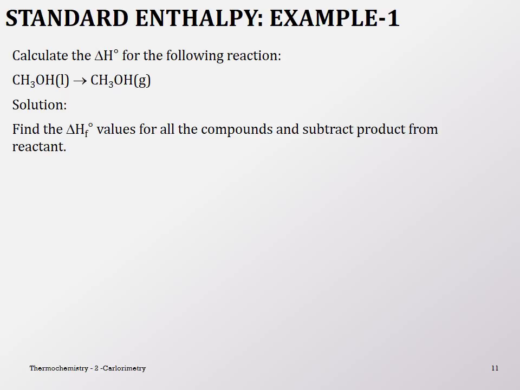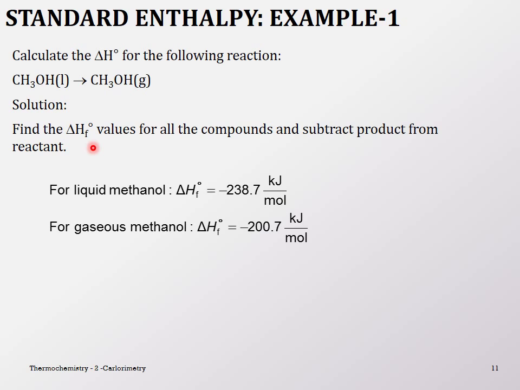So here's an example of calculating this in a little bit more professional manner. If you have this reaction given to you where you have methanol liquid going to methanol gas, then find the enthalpy for this reaction. And so then you find the delta H formation values for both of the compounds, and then you subtract the reactants from the products. That's kind of what we'll do.